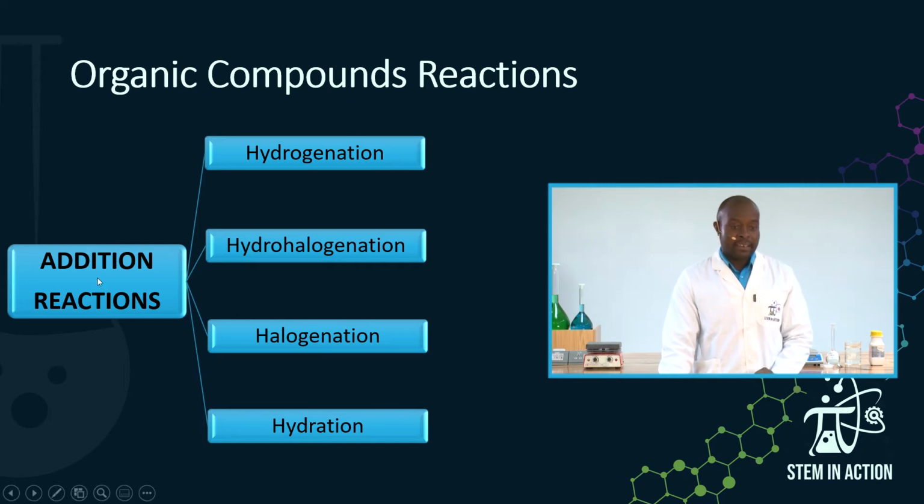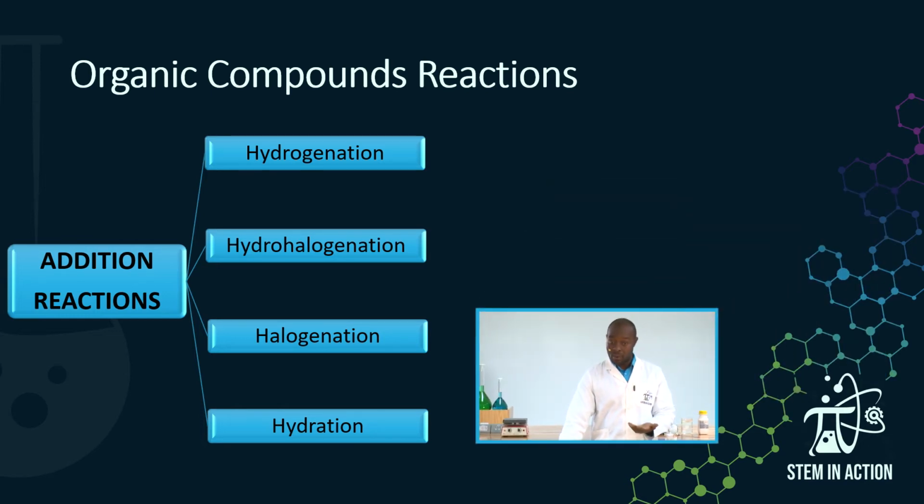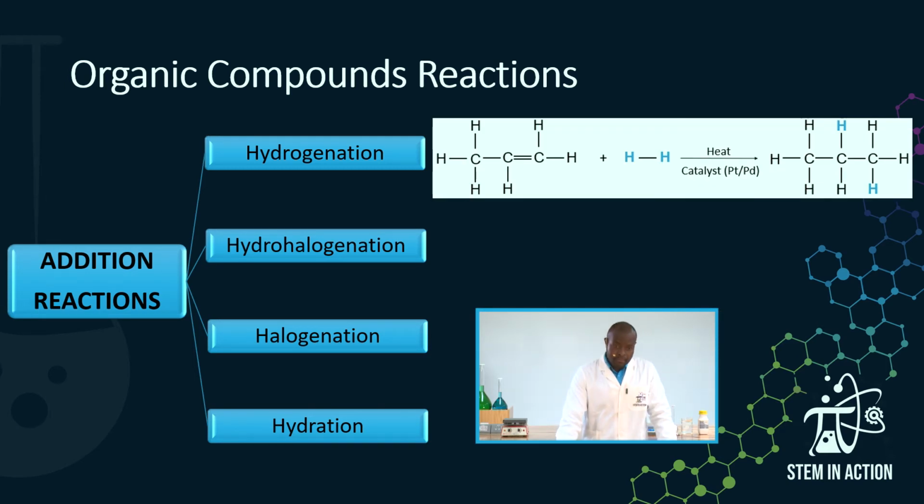So firstly, I'll reiterate that addition reactions are performed on unsaturated hydrocarbons, where we can add other atoms to the compounds. So this is the first one. This is a pentene, and in hydrogenation, we are adding this hydrogen and we get a saturated pentane, and we apply some conditions. There has to be heat, and we also use a catalyst to speed up the reaction, and the catalysts that we use are platinum or palladium.